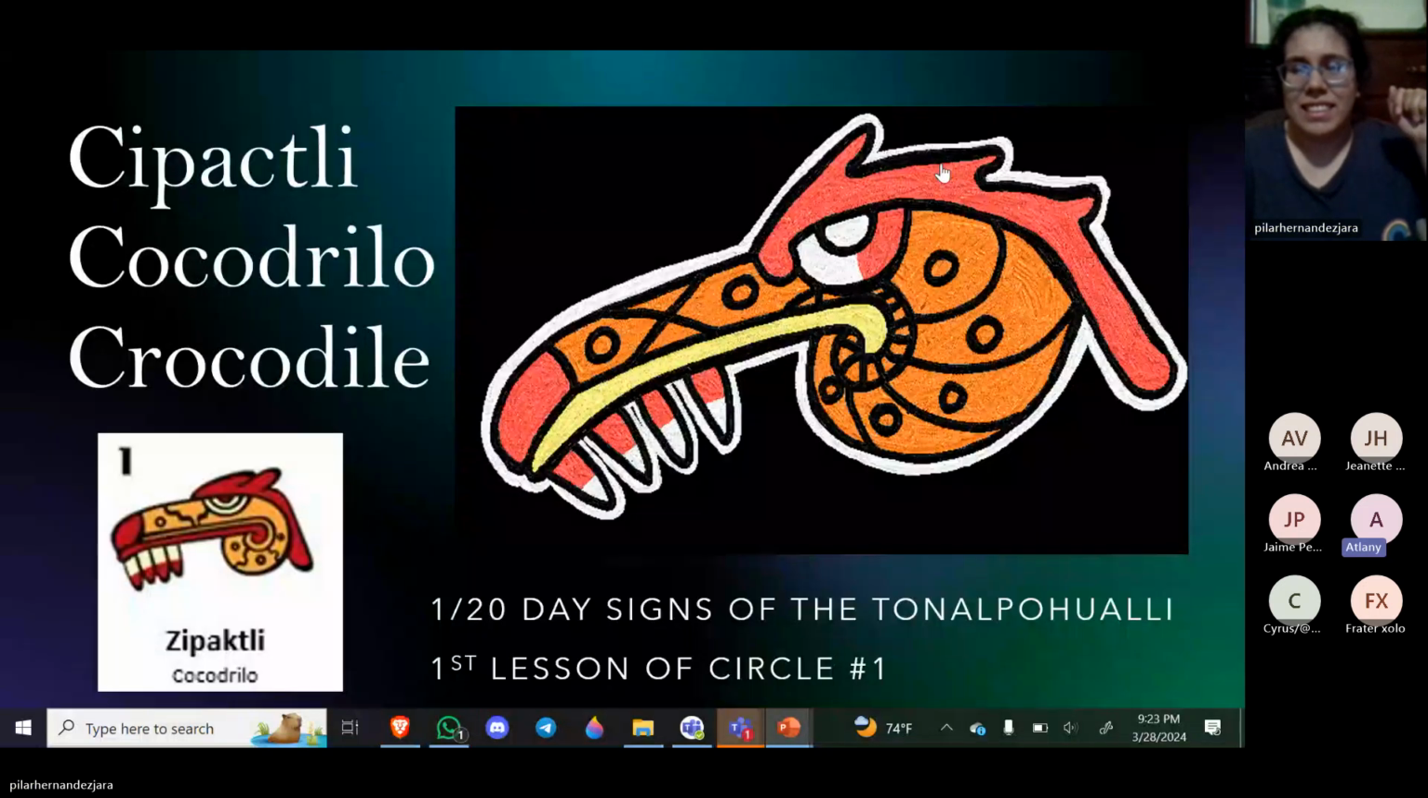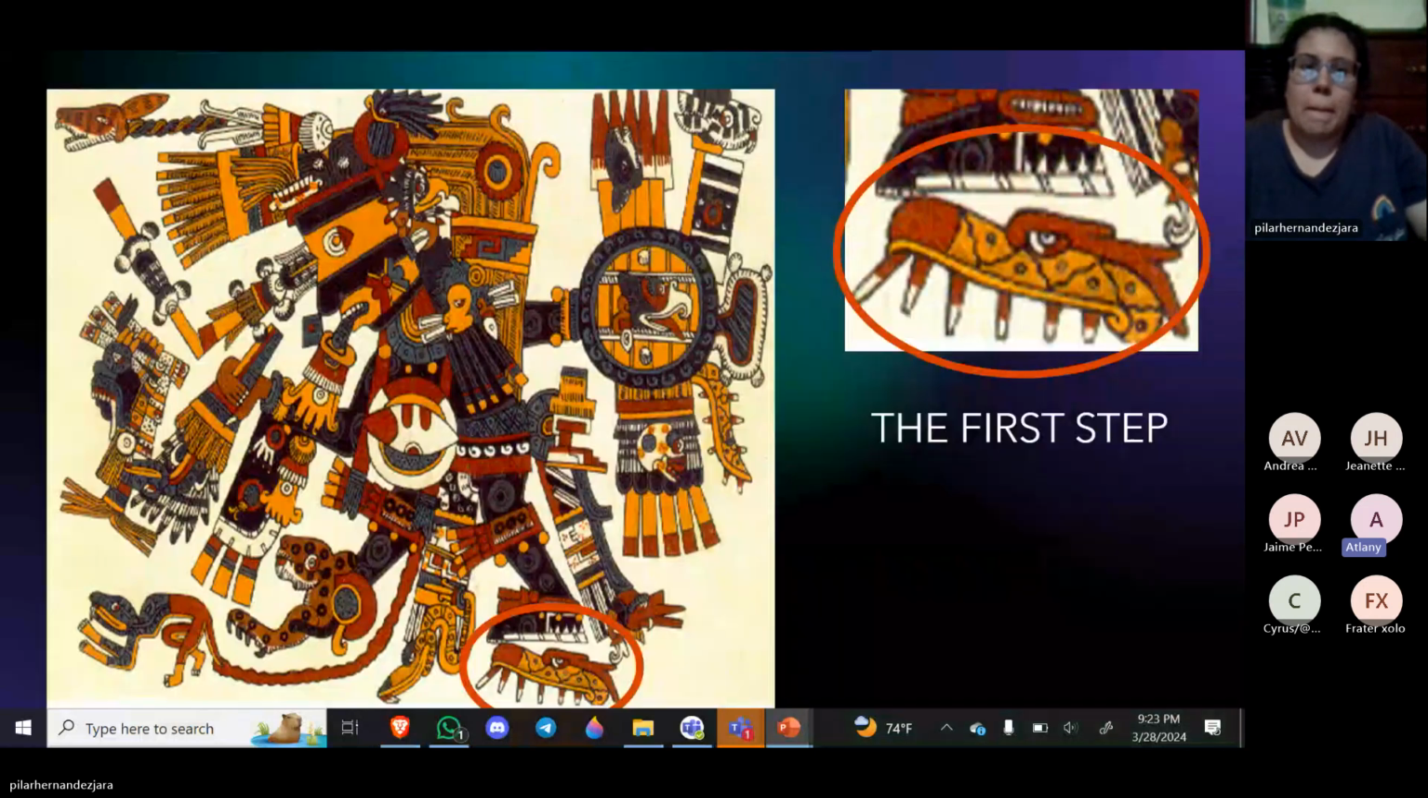This last image that you pulled up just now, it's amazing in reflecting the human concept with the 20 different energies. If you look at it, you will basically find all 20 different tonales in this image. It holds a lot of information. We will go through it. That image alone requires a few classes, I believe. But if we look at Zipaktli, one of the things that we notice is that it's missing the lower jaw.